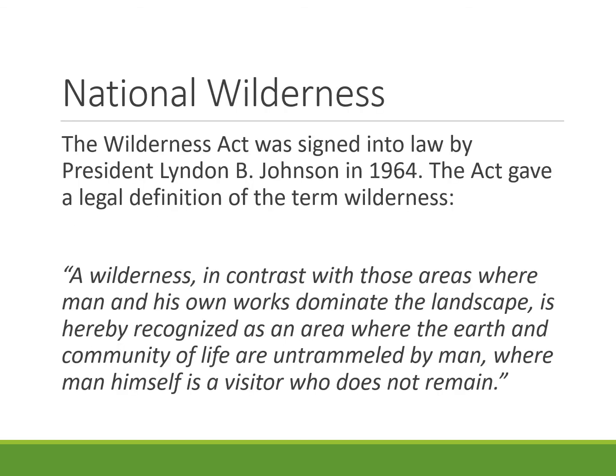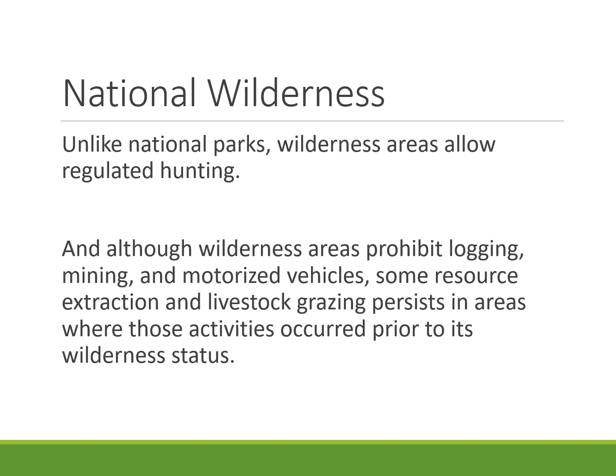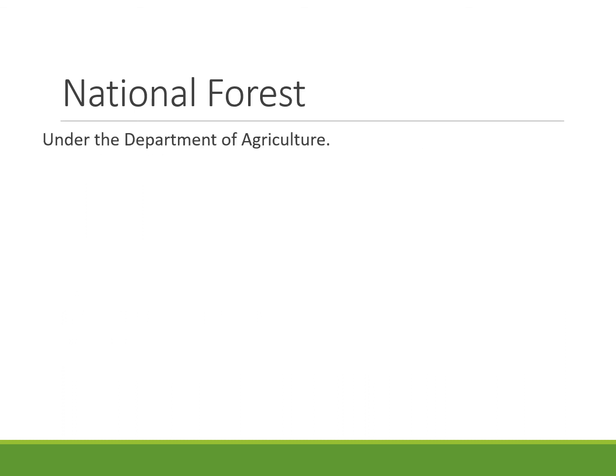A national wilderness, these are mainly in Alaska, and a national wilderness is given the highest level of protection. A national wilderness is generally an area that there's not roads into it, things like that. It's given much more protection. It's mainly in Alaska, but there's a lot of forest protected under national wilderness. So unlike national parks, there is some hunting, but they prohibit even motorized vehicles, so there's no roads or anything like that. So a lot of forest in Alaska is protected as national wilderness.